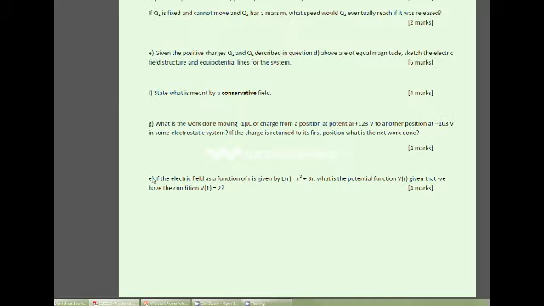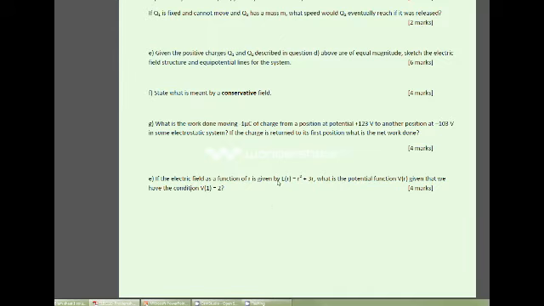So here we're told the electric field as a function of R, so R is the distance, remember, is given by E(R) is equal to R squared plus 3R. What's the potential function V(R), given that we have the condition V(1) is equal to 2? Now this looks like a horrible question to begin with.